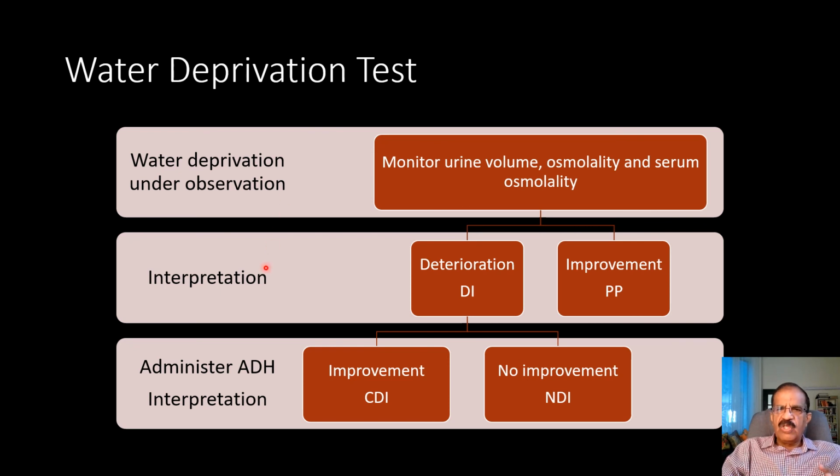To sum up again, this is the test where you observe the patient's urinary volume, urine osmolality, and serum osmolality under observation. You measure them, and if things start improving, it is psychogenic polydipsia or primary polydipsia. If things continue to deteriorate, that means it is diabetes insipidus. This is where you have to be very, very careful. You don't want your patient to end up in complication. And the moment you are sure that this is diabetes insipidus, you must stop. And then to differentiate between central diabetes insipidus and nephrogenic diabetes insipidus, you administer ADH and see the response. So the water deprivation test is very useful.